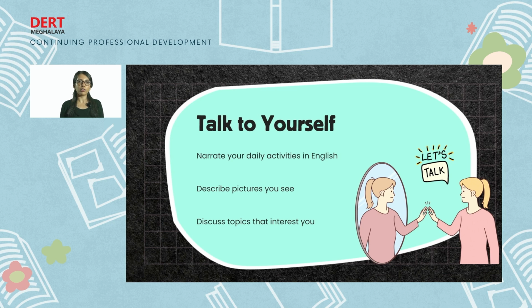It also encourages thinking in English, a vital step in language acquisition that helps bridge the gap between passive understanding and active use. As educators, this is a great strategy to start with learners of all levels. It promotes autonomy, regular practice, and a positive mindset towards speaking in English.